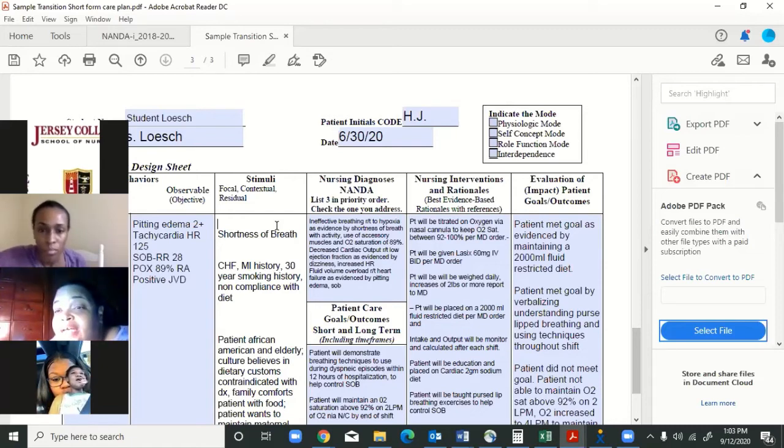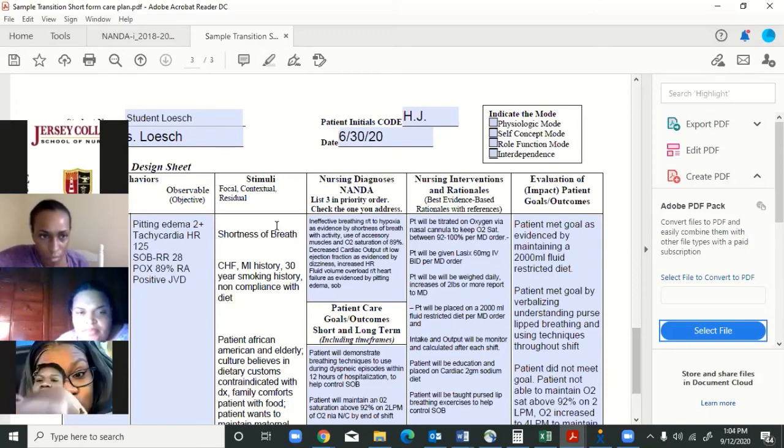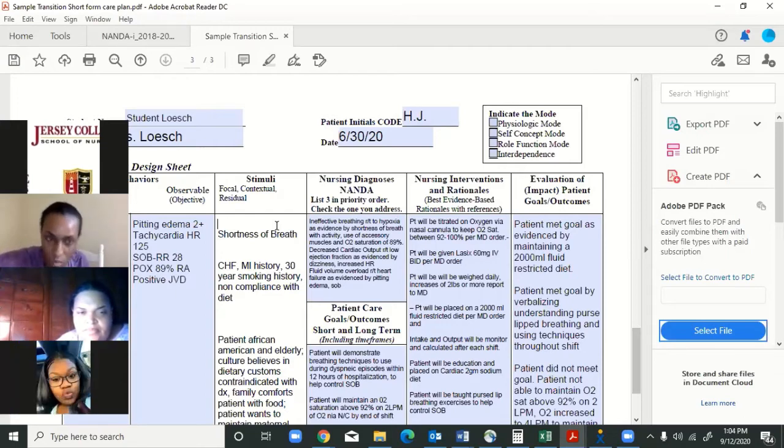The tachycardia, that shows me that I have decreased cardiac output. The pitting edema, that's showing that I could have shortness of breath or I could have some other issues, because if I know I have extra fluid on board, that's going to affect my ability to breathe, right?